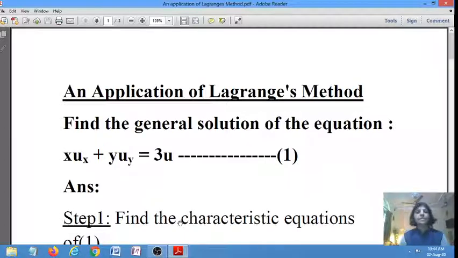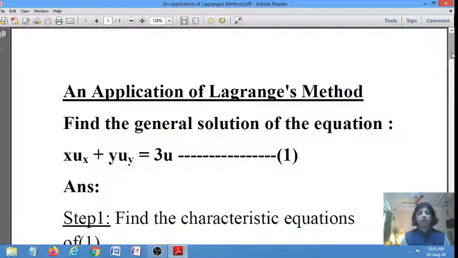Hello students, in this video lecture I am going to explain how to apply Lagrange's method, or method of characteristics, for solving a particular type of quasi-linear partial differential equation of first order. This is part 2 of Lagrange's method, in which we are considering an application of Lagrange's method.